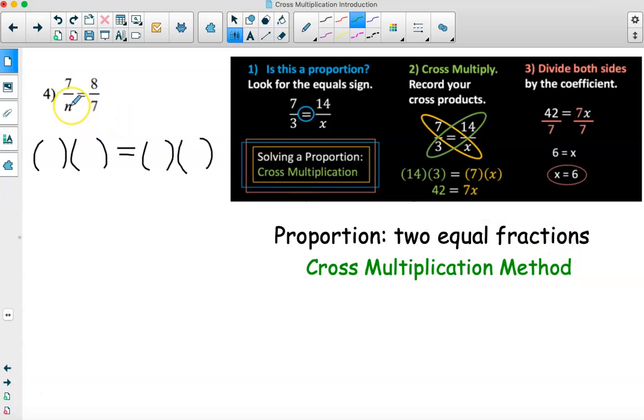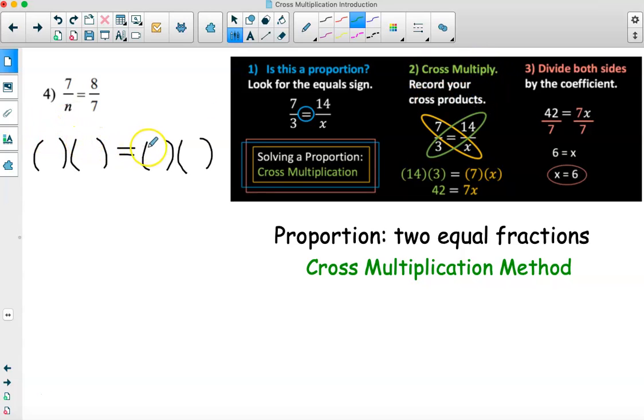I also see this variable, and I don't know the value of it. So when you have a proportion and you need to solve for a missing variable value, you can use the cross multiplication method. So we have the right situation for us to use this method, so we're ready for step 2, which is to cross multiply.